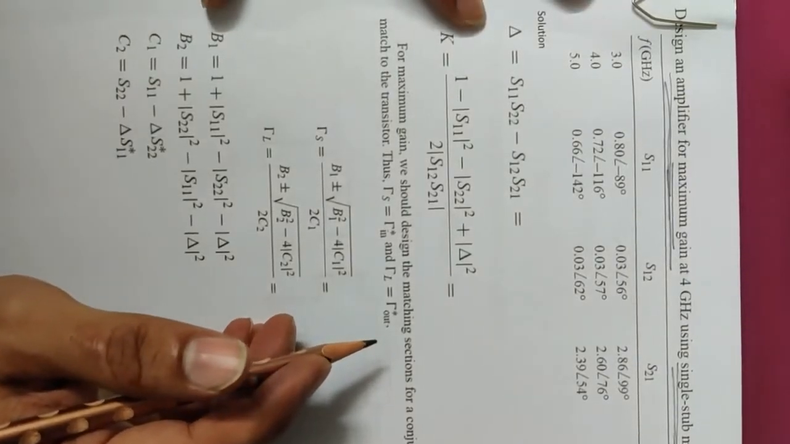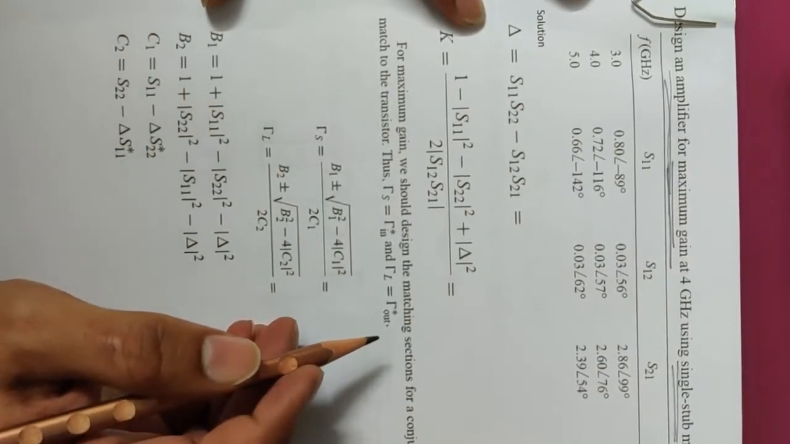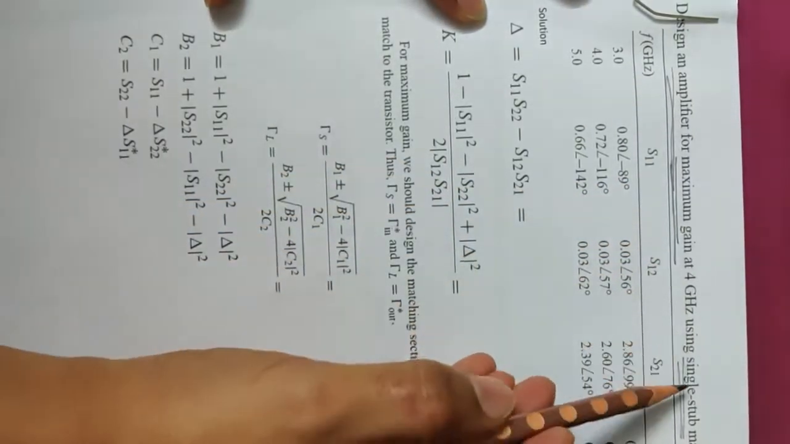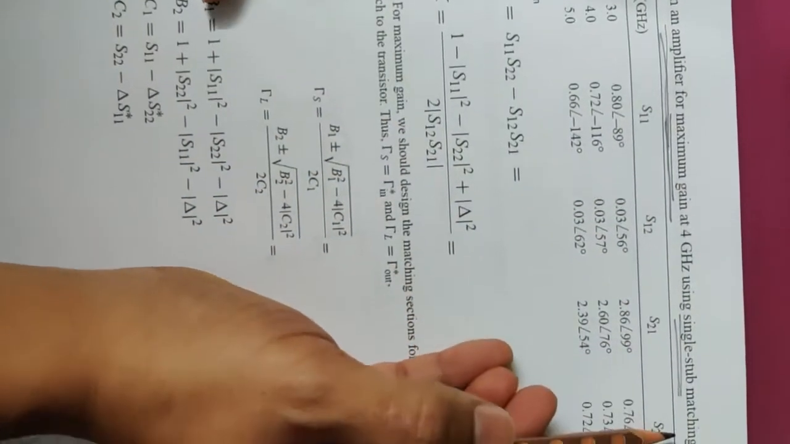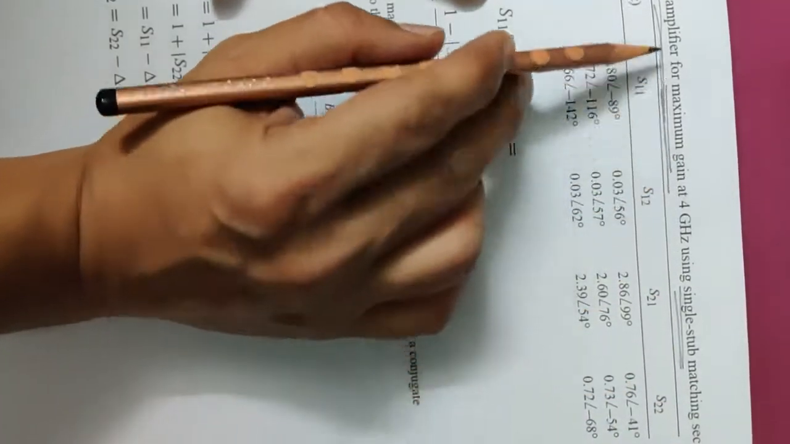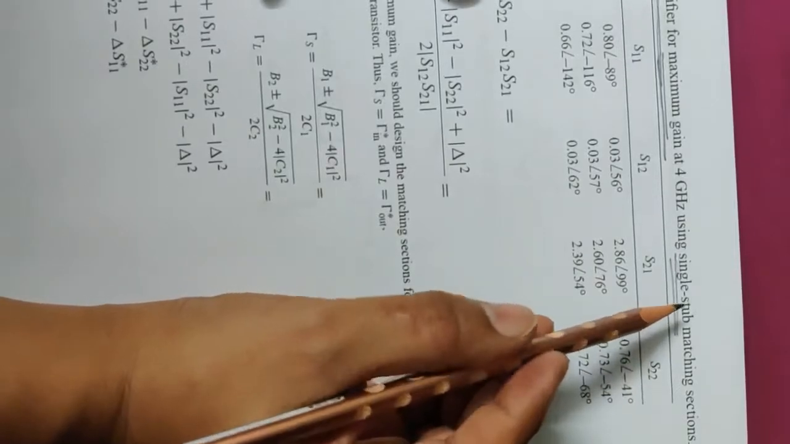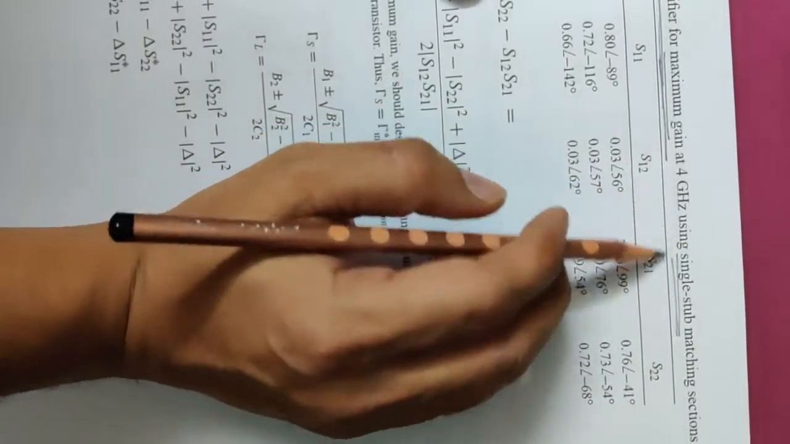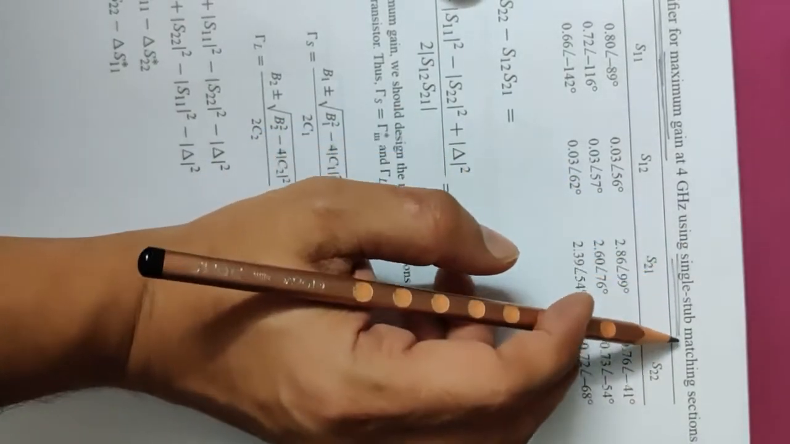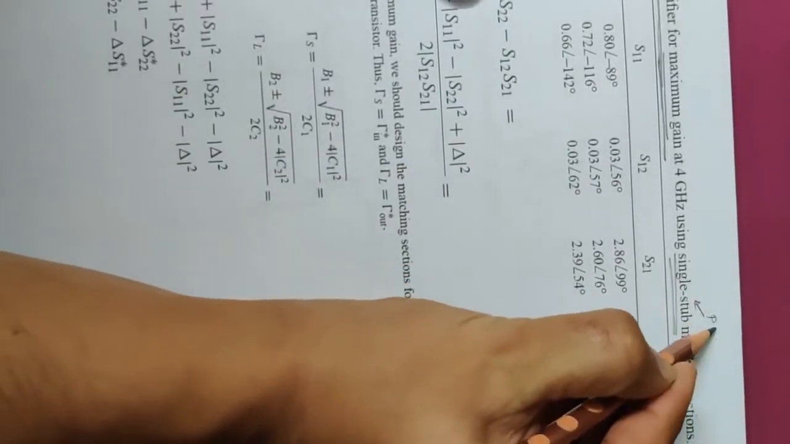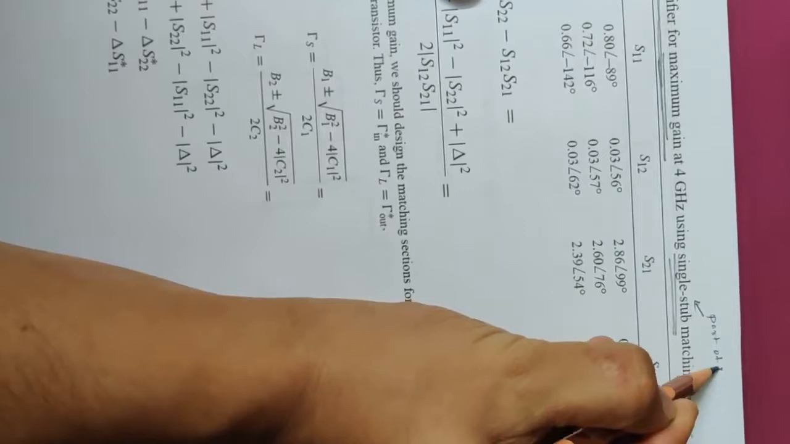In this video, we'll see design of an amplifier for maximum gain at a given frequency using single stub matching section. Even one can design the amplifier using lumped element components, but in this lecture we'll see how to obtain the matching using single stub matching section. Stub is nothing but part of transmission line.